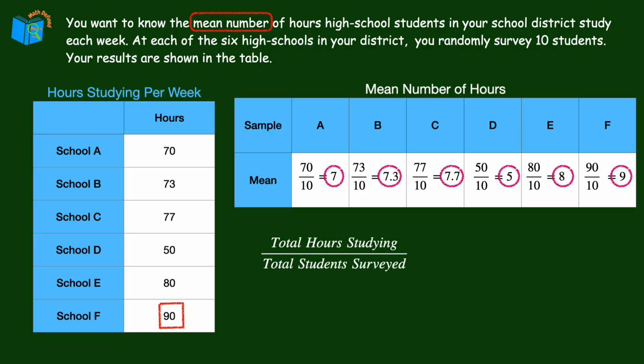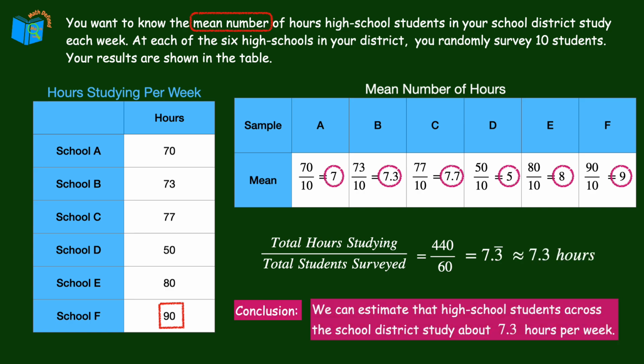Altogether, the students studied 440 hours, with 60 students surveyed in total. So to find the overall mean number of hours that high school students studied in your school district, we divide 440 by 60 to get about 7.3 hours. So we can estimate that high school students across your school district study about 7.3 hours per week.